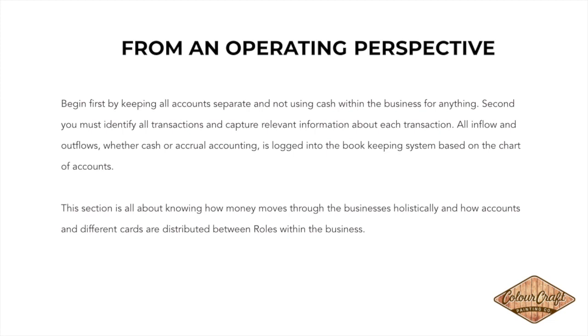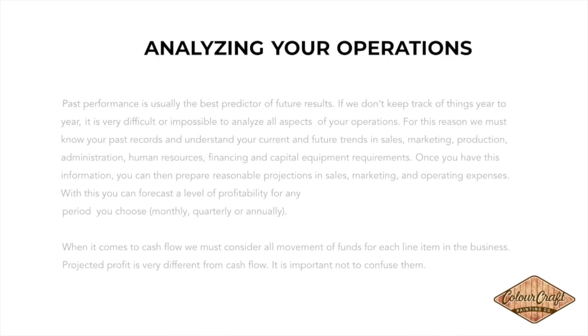So maybe the general manager has the company credit card and he's the only one who has it. So we know that every expense on this particular credit card is from that person. And then from a coaching perspective, it's just easy to see what has been spent and when from what person. No ambiguity.